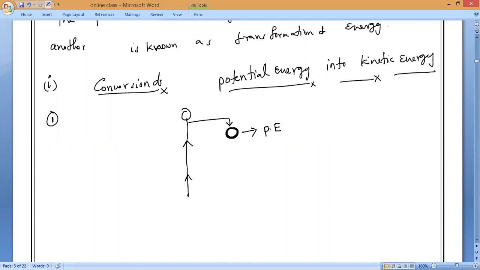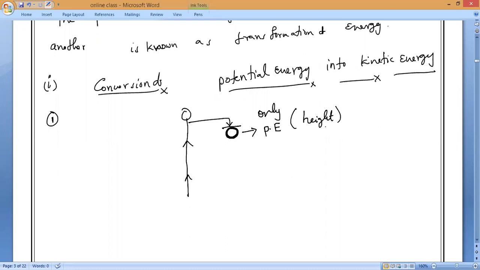The ball is not moving, so what is the kinetic energy here? Kinetic energy will be zero. So the ball has only potential energy when it is held by Omar. At some height from the ground, the ball has only potential energy. What is the reason? Due to the height above the ground. Is it right or wrong, everybody?